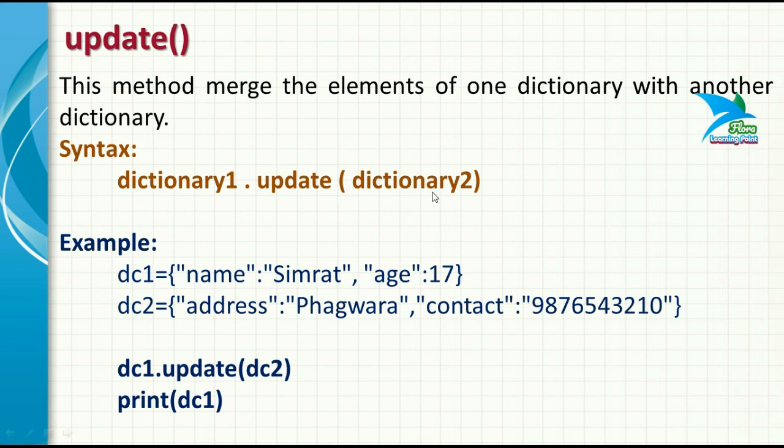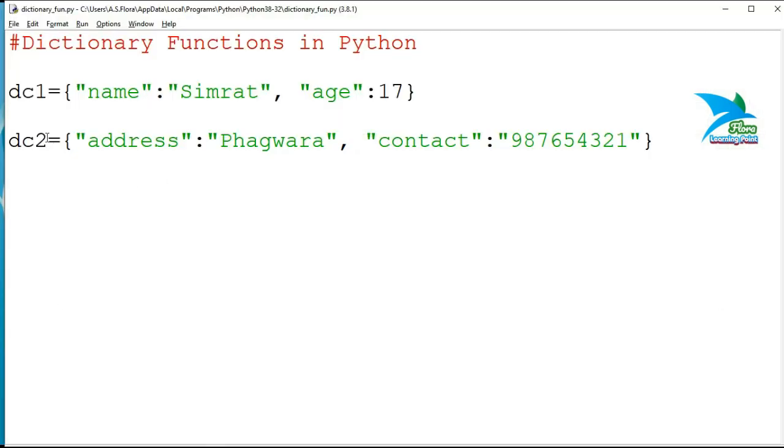Next we'll discuss the update function. This method merges the elements of one dictionary with another dictionary. So we need two dictionaries, dictionary 1 and dictionary 2. When you make a call to this function, it will merge the elements of dictionary 2 with the elements of dictionary 1. Let's demonstrate. Presently I am having two dictionaries. Inside dictionary 1 I have two key and value pairs, name and age, and inside dictionary 2, I have address and contact. I want to merge them together.